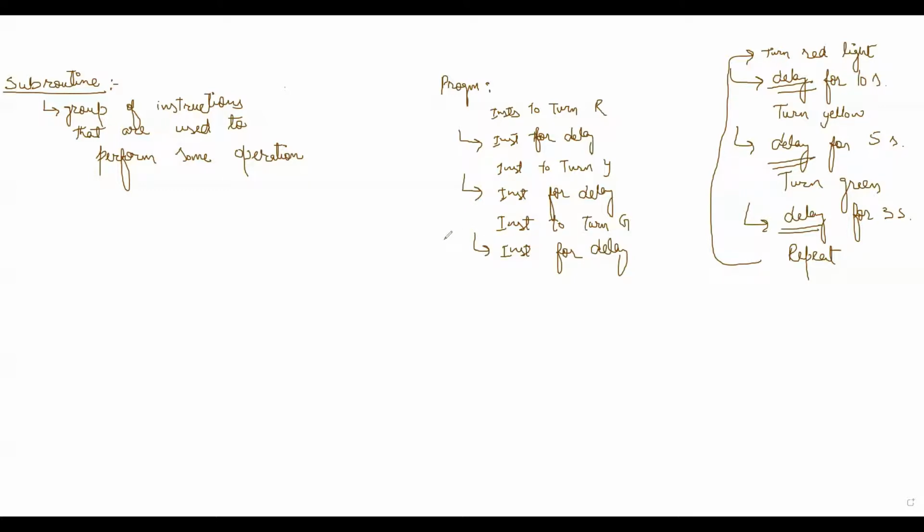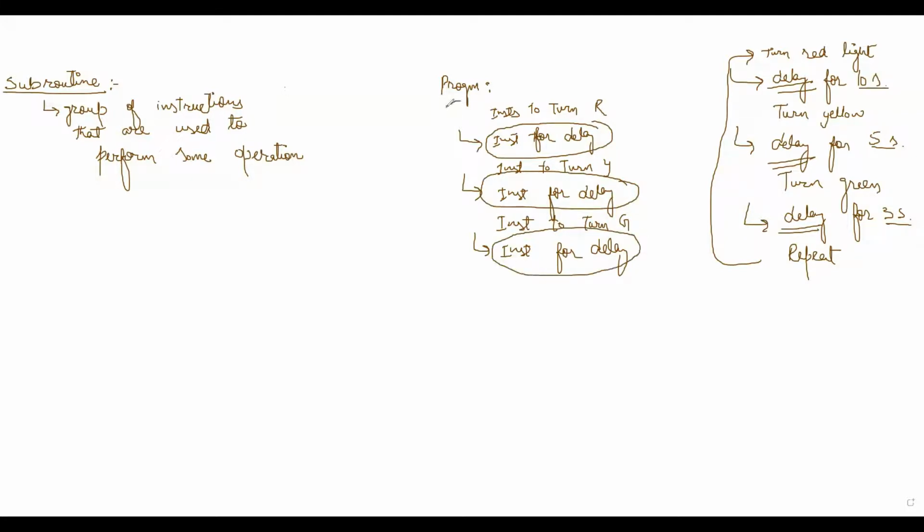Okay. So yes, here we have a delay of 10 seconds. Here we have a delay of 5 seconds. Here we have a delay of 3 seconds. Yes, there are some internal details that may vary, but the instructions will be the same. So here I have to write instructions for delay, and again instructions for delay. So this type of operation is repeated again and again.